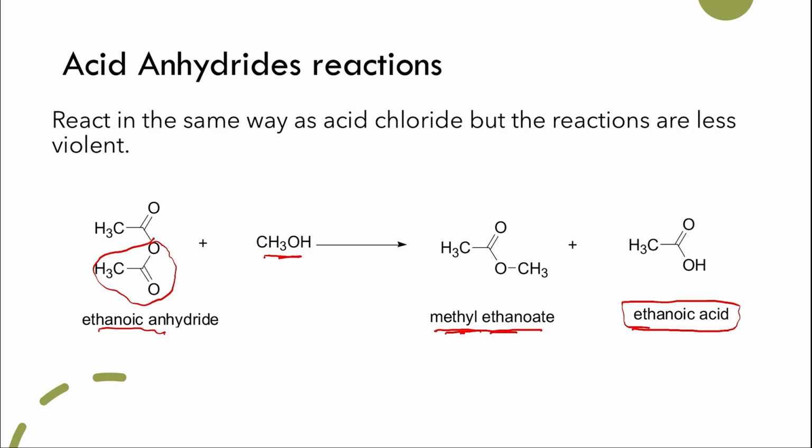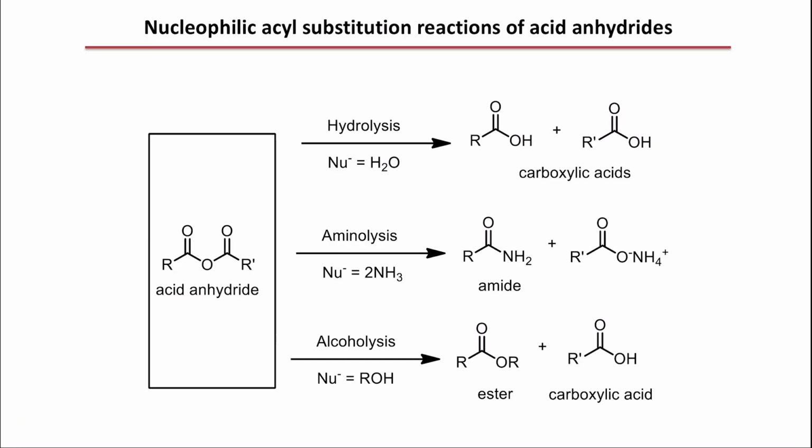So the leaving group here is going to be ethanoic acid, and then we have this nucleophile, which is going to be added to this carbonyl carbon. So the two products here are methyl ethanoate, which is the ester, and the other part which has left, which is ethanoic acid. So this is a summary of the reaction of the acid anhydrides with different nucleophiles.